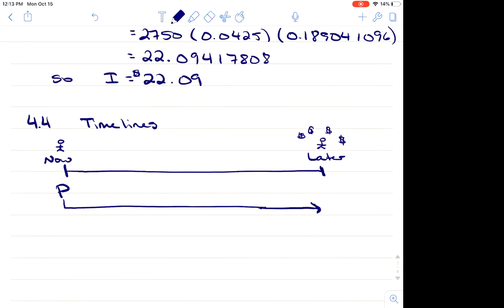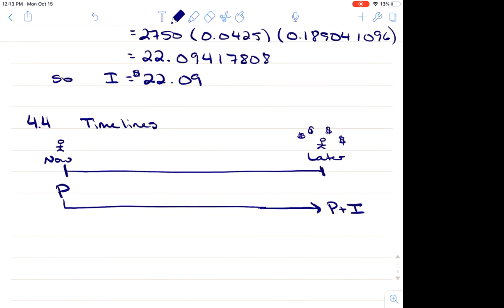Sits there till later, right? Where I don't just have P anymore. I have P plus I, the amount of interest. And then to indicate how long it's been sitting there, I write on this arrow line, I write T. T equals whatever it is. The only thing that doesn't have a spot here is your interest rate, R.